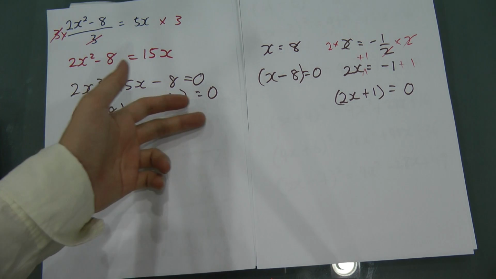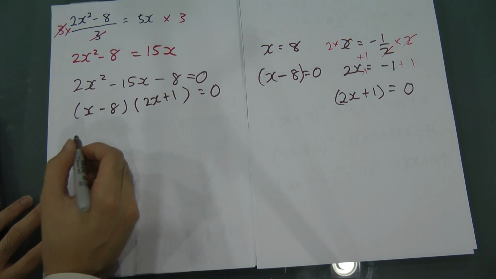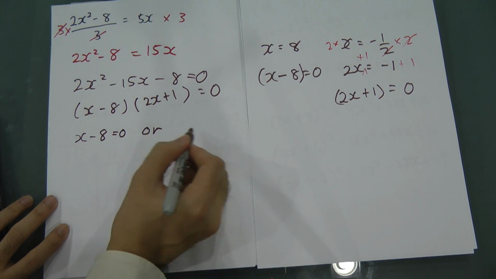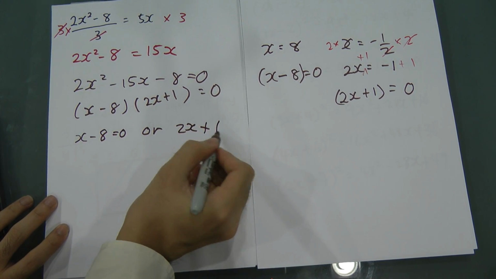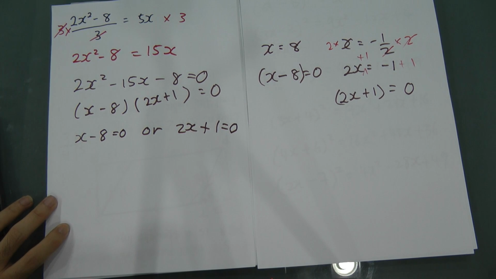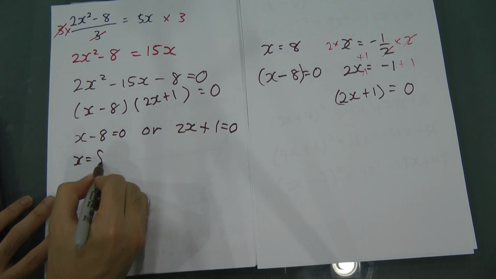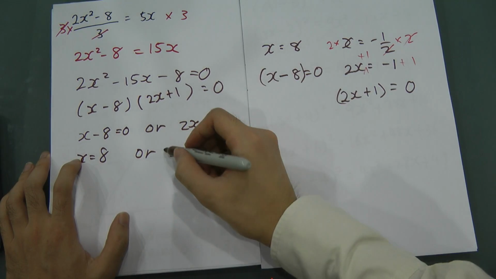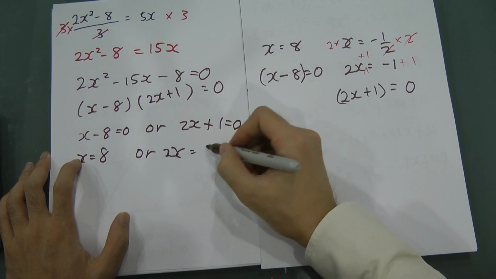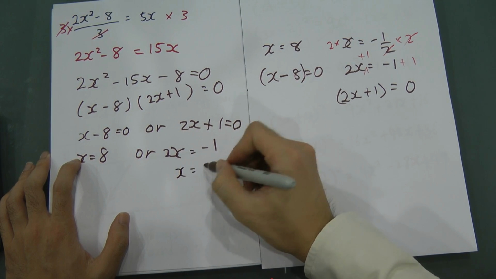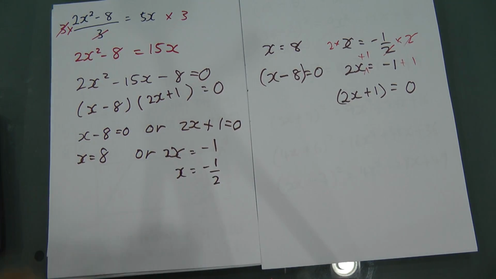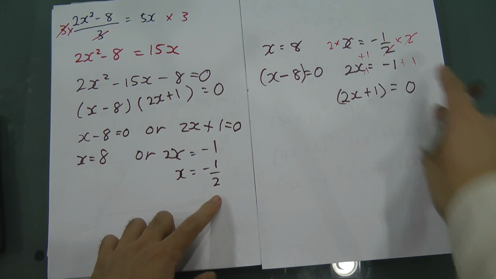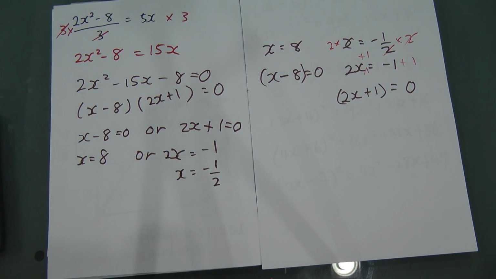Okay, after that, when you got this one, you write x minus 8 will equal to 0, or 2x plus 1 will equal to 0. Okay, and then x will equal to 8, or x will equal to, maybe you write one more step, 2x will equal to negative 1, x will equal to negative 1 over 2. Because after you press the calculator, you can check actually you got the same answer. See it? Okay.